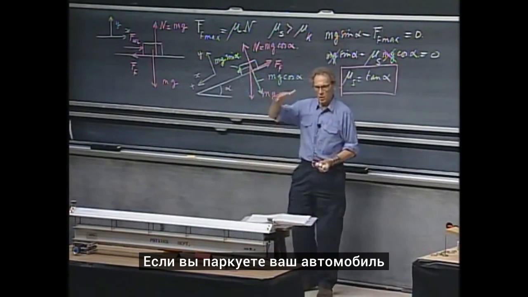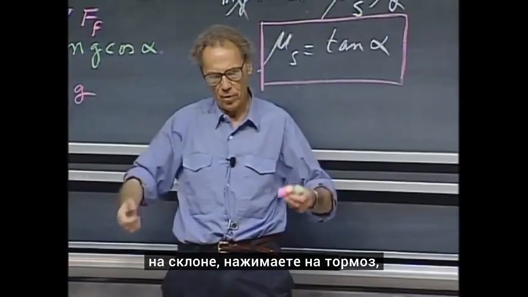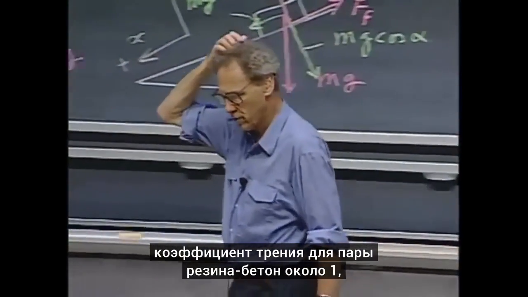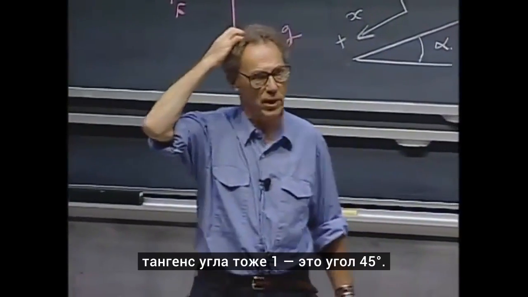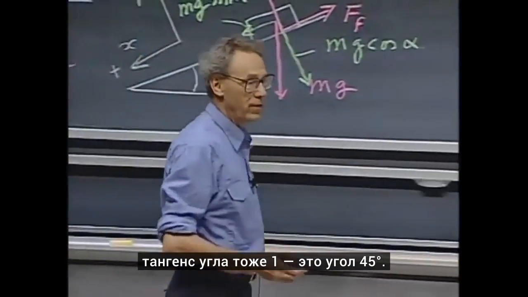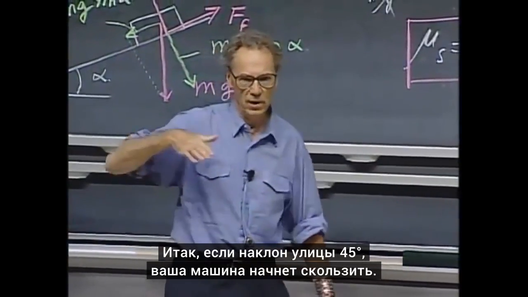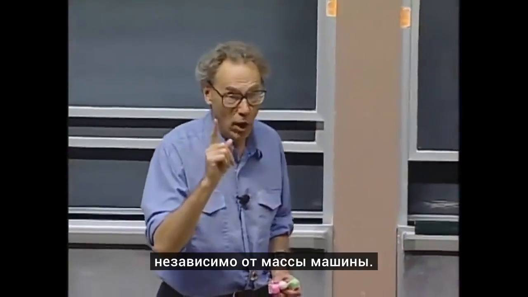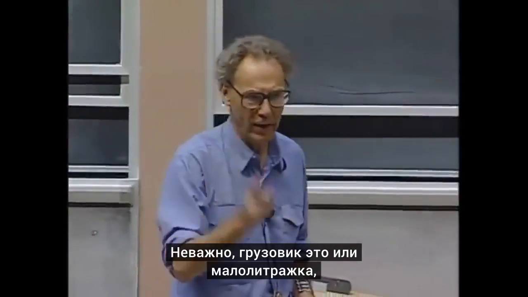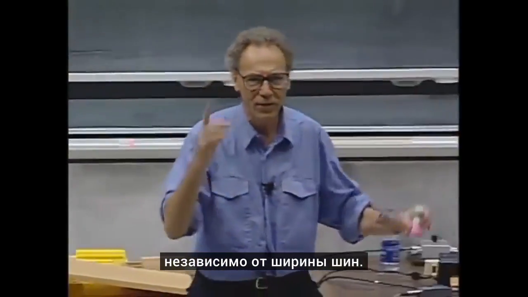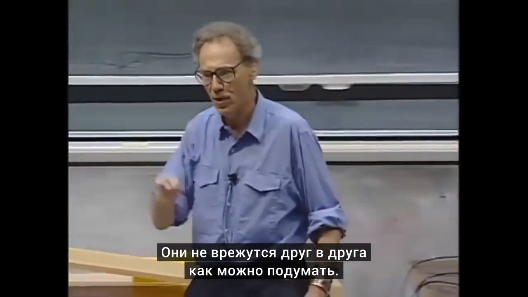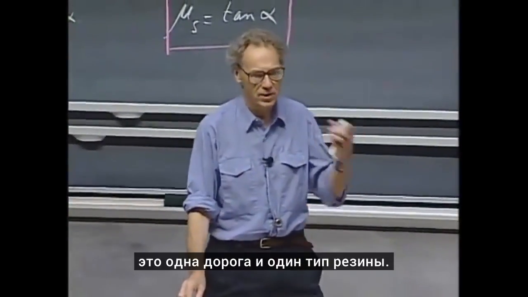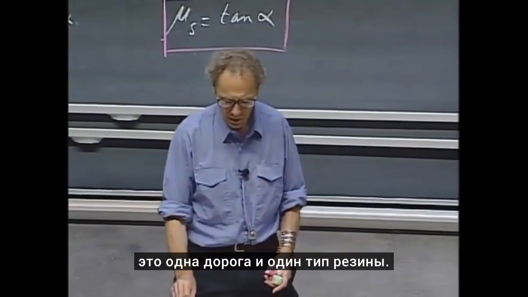If you park your car, throw it on the brakes, and put it at an angle and increase the angle of the slope, the friction coefficient for rubber on concrete is about 1, so the tangent is 1, so the angle is about 45 degrees. So if the road were 45 degrees, the car would start to slide, independent of the mass of the car, no matter whether it's a truck or a small car, and independent of the width of the tires, even though you may think it does. They would both start to slide at the same angle, given, of course, the same road and the same kind of rubber.